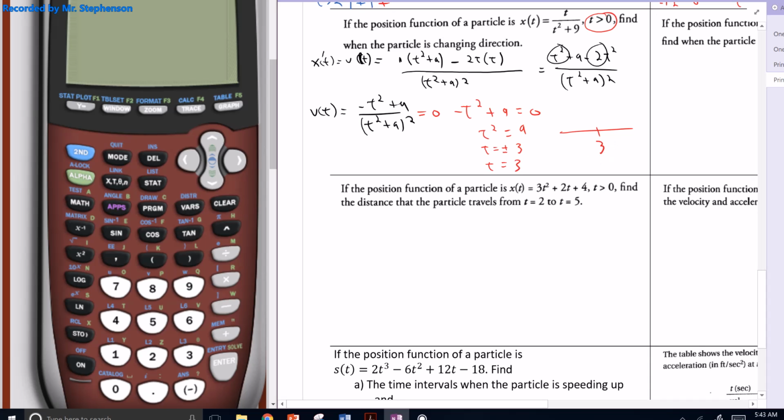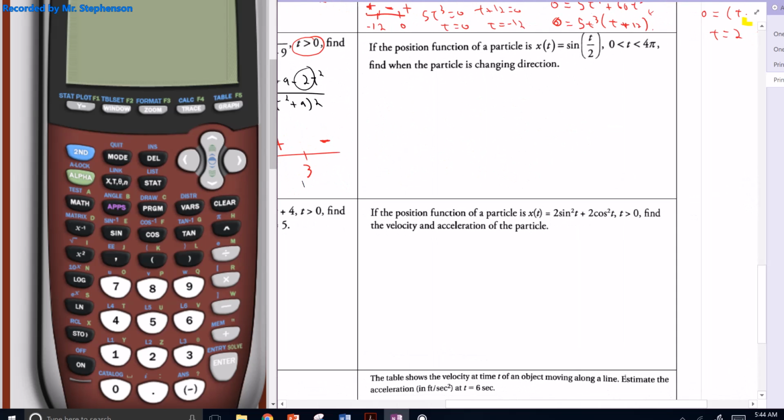So we're going to plug in a number left of 3, like 2. If I plug in 2 over here, 2 squared is 4. Negative 4 plus 9 is going to be positive. Recognize that the bottom will always be positive because you're squaring it. So over here is positive. If I plug in a number right of 3, which is 4, then you have 4 squared, which is 16. Negative 16 plus 9, which is going to be negative. So yes, it changes directions at t equals 3.